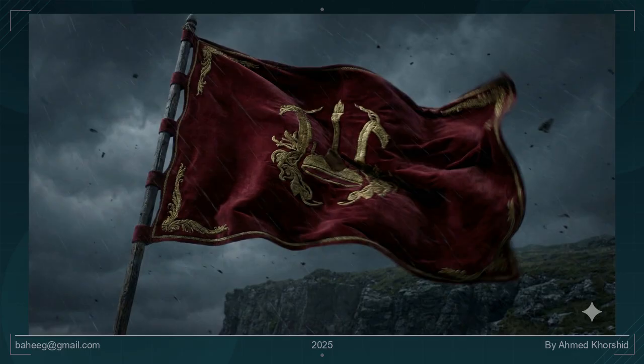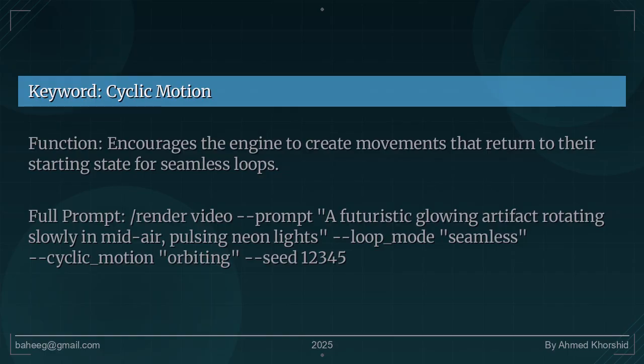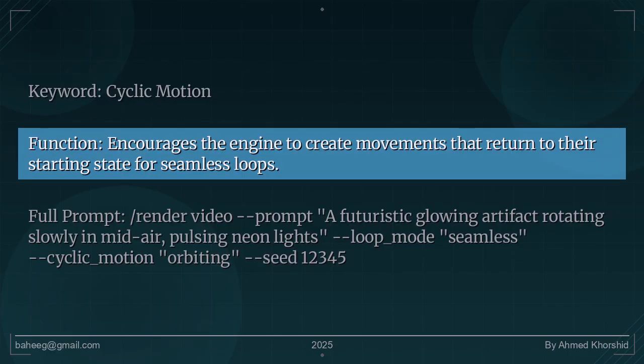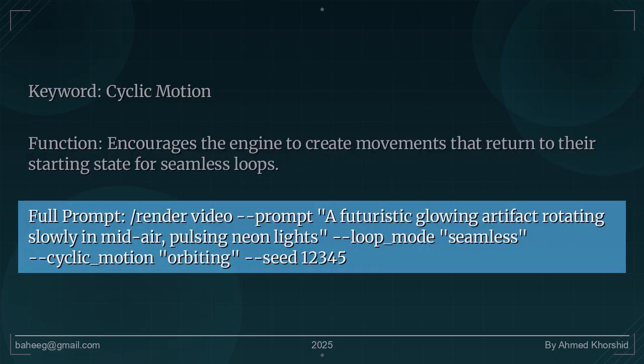Keyword: cyclic motion. Function: encourages the engine to create movements that return to their starting state for seamless loops. Full prompt: render video prompt, the futuristic glowing artifact rotating slowly in mid-air, pulsing neon lights, loop_mode, seamless cyclic_motion, orbiting, seed 12345.